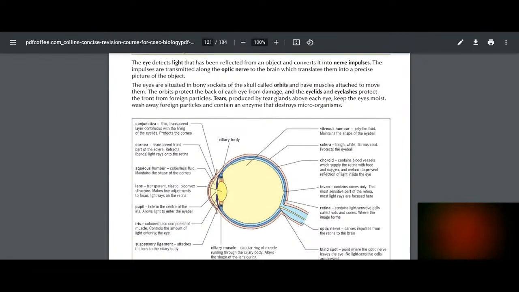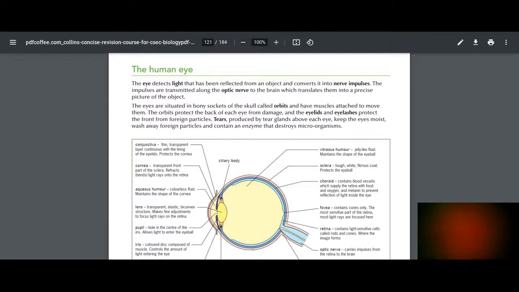Now we're going into the human eye. I feel like this one comes tomorrow. Please know how to label the diagram.